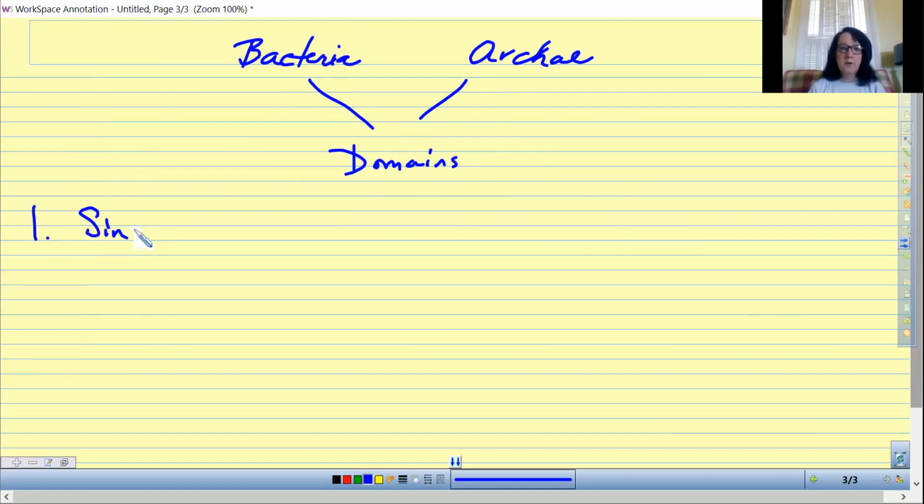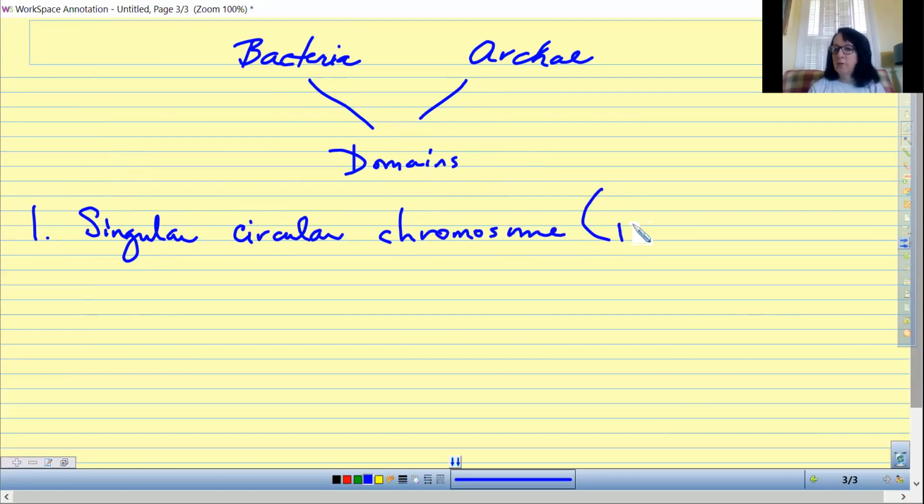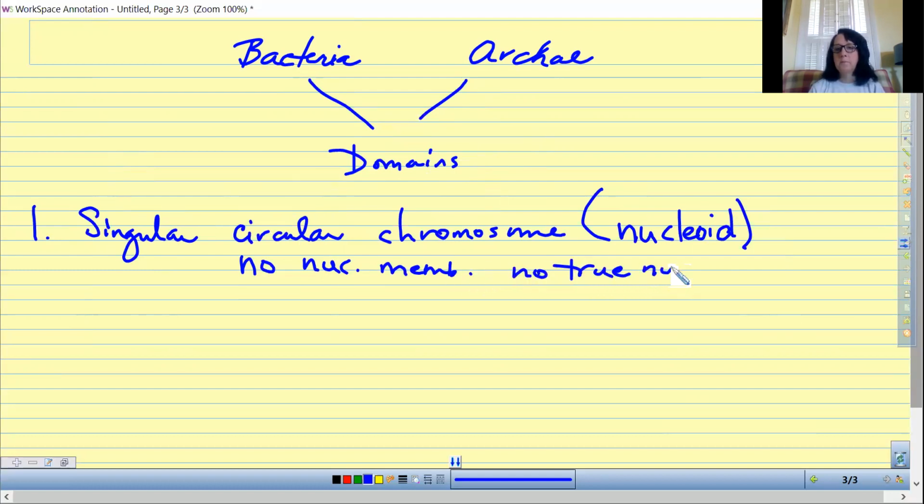They have a singular circular chromosome. Remember where that was found? That's found in the nucleoid region, because remember, they don't have a nucleus. They do have a nucleoid. No nuclear membrane. No nucleus. No true nucleus. No membrane-bound organelles.